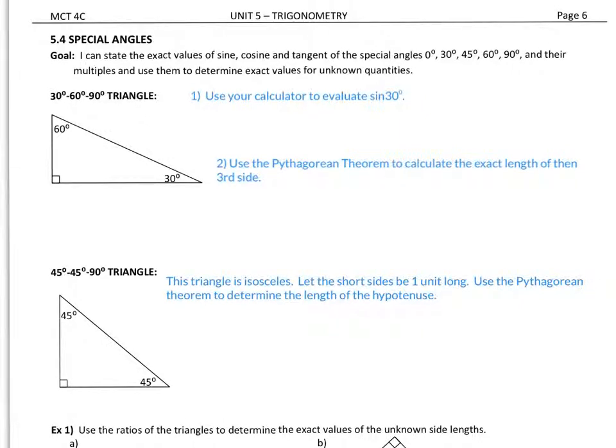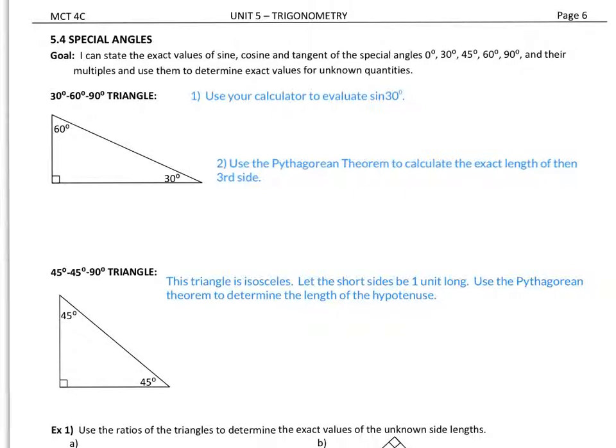Welcome to the fourth lesson in our trigonometry unit. This lesson is going to talk about the special angles. Our goal here is that we can state the exact values of sine, cosine, and tangent of the special angles 0 degrees, 30 degrees, 45 degrees, 60 degrees, 90 degrees, and their multiples, and use them to determine the exact values for the unknown quantities.